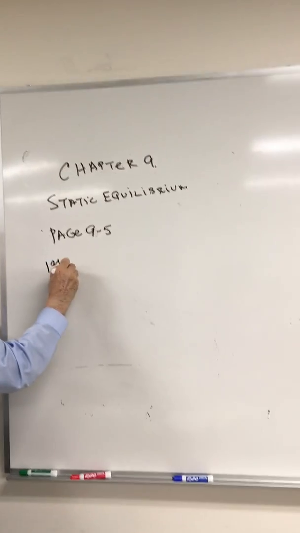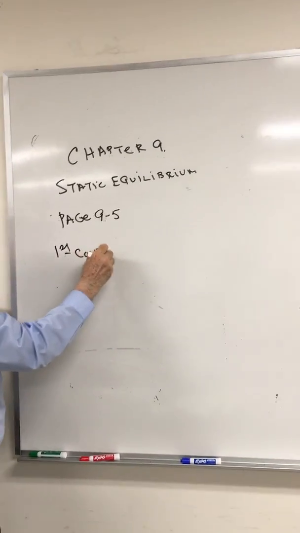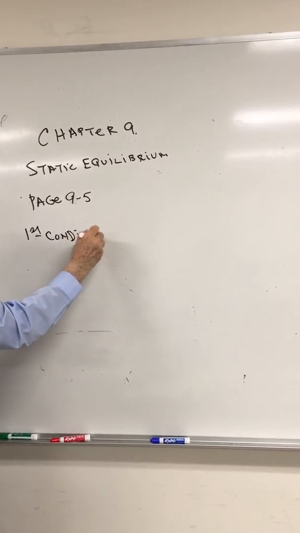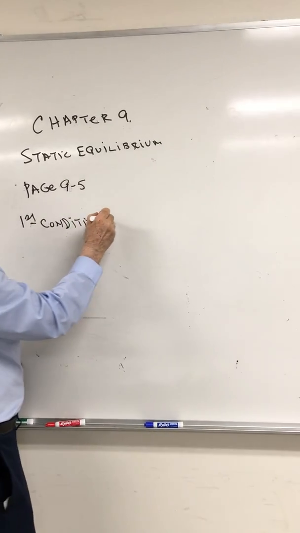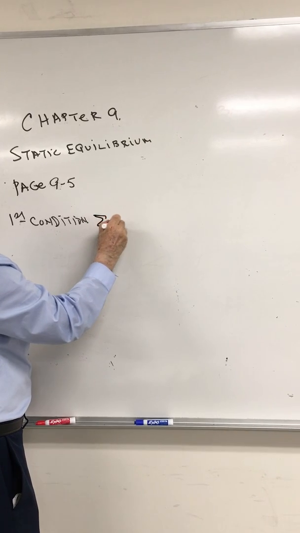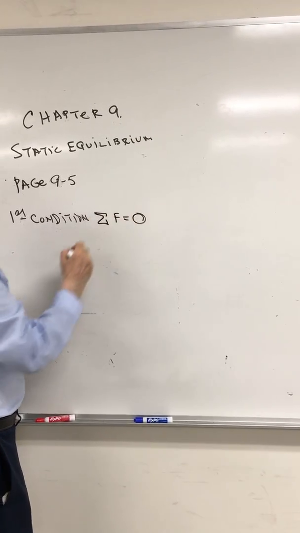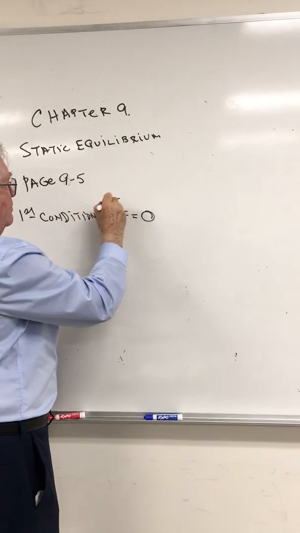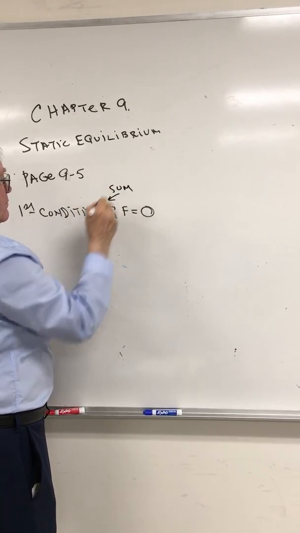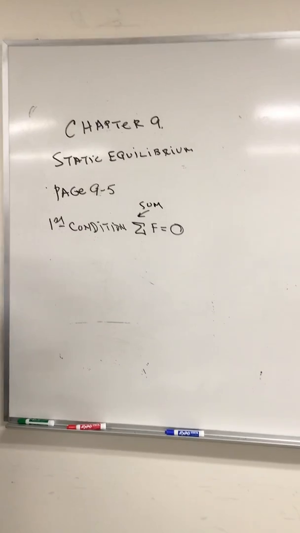The first condition is all the forces have to add up equal to 0. The summation of the forces is equal to 0. Now this sigma stands for the summation. The sum of all the forces has to be equal to 0.